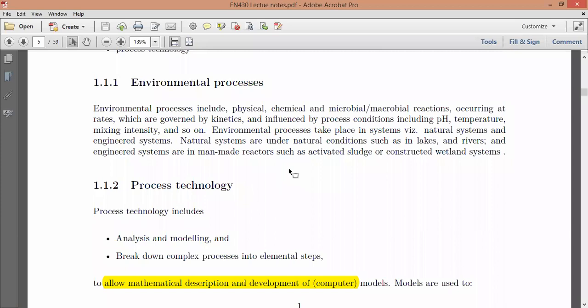What's the question again? The question is examples of natural systems or environmental processes that happen under natural conditions in lakes, for example, and rivers. Erosion. Okay, what else? Biodegradation of organic matter. Yes, biodegradation of organic matter. That's an environmental process that happens. What other process can you think of?